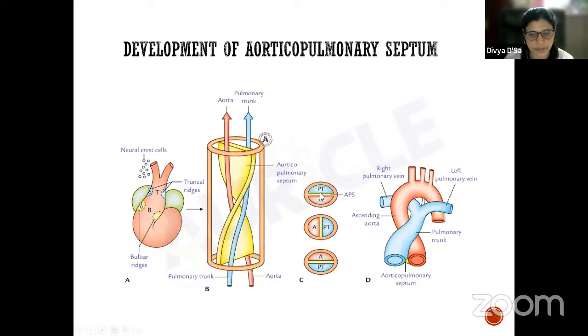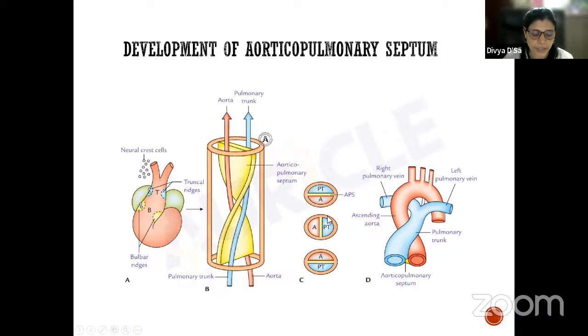Here the spiral septum is in a coronal plane. Because of that, the pulmonary trunk will be anterior and the aorta posterior. If you recollect the gross anatomy of the heart, the ascending aorta is behind whereas the pulmonary trunk is in front. So in the lower portions, the pulmonary trunk is in front and the aorta is behind.